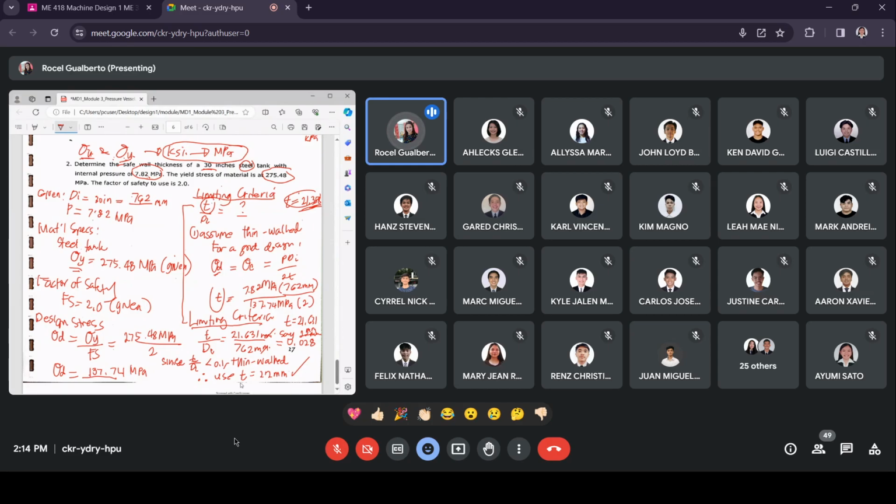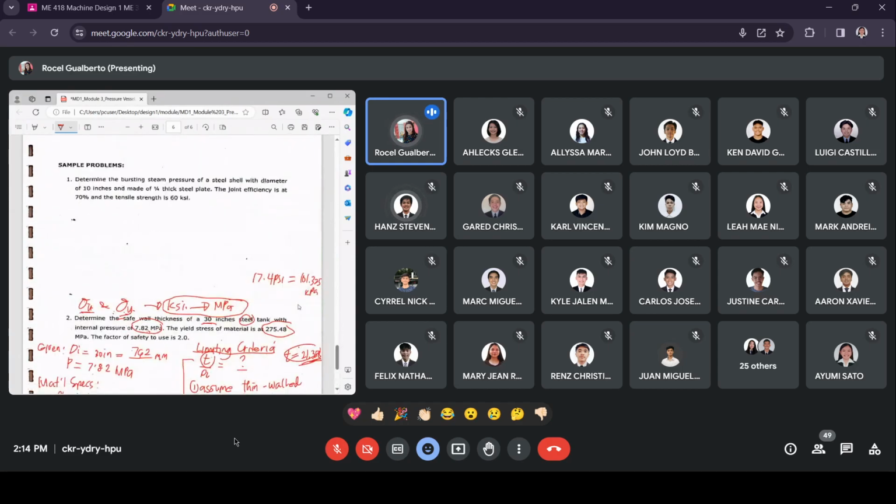Okay, so this is our final answer. We use the thickness equal to 22 mm. Question? None? Wala pong. Okay, I hope you yield the same answer po.